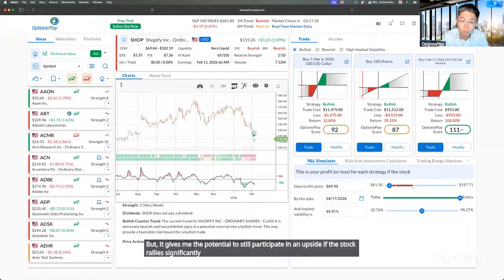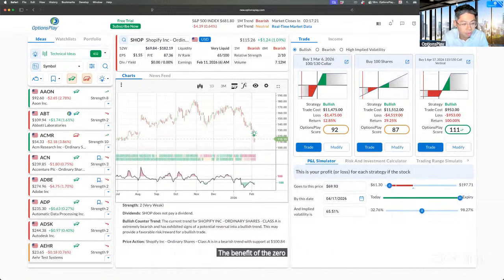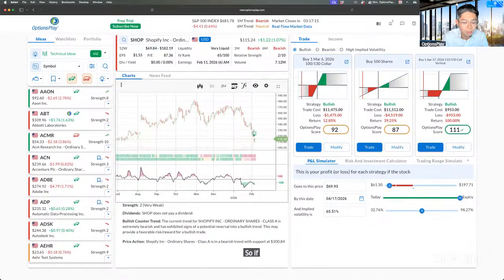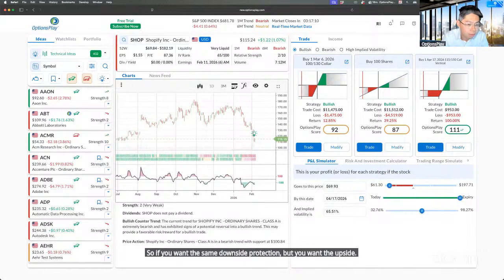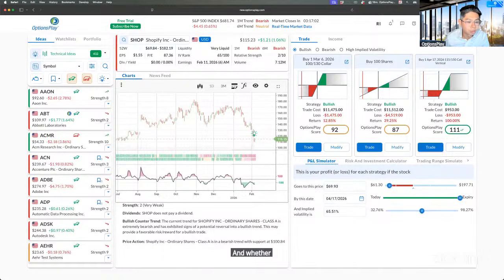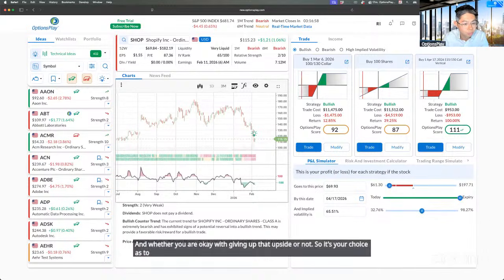And the short answer to your question is absolutely. The benefit of the collar strategy is that it's zero cost. The downside is that it limits your upside. So if you want the same downside protection, but you want the upside, the trade-off there is that you have to pay some money for it. So you absolutely can. It's just a matter of whether you want to pay for it or not, and whether you are okay with giving up that upside or not. So it's your choice as to which one you want to do.